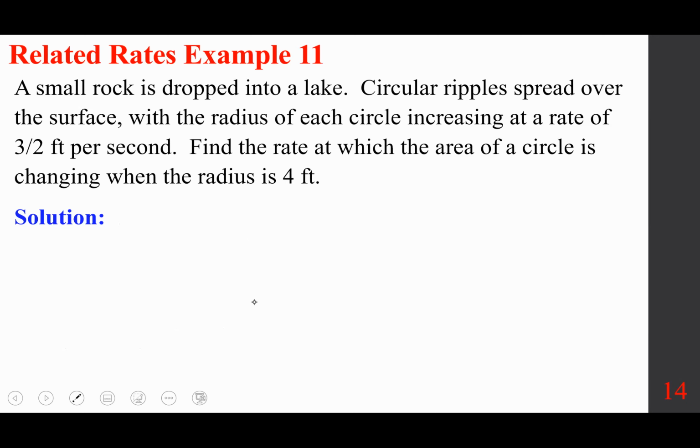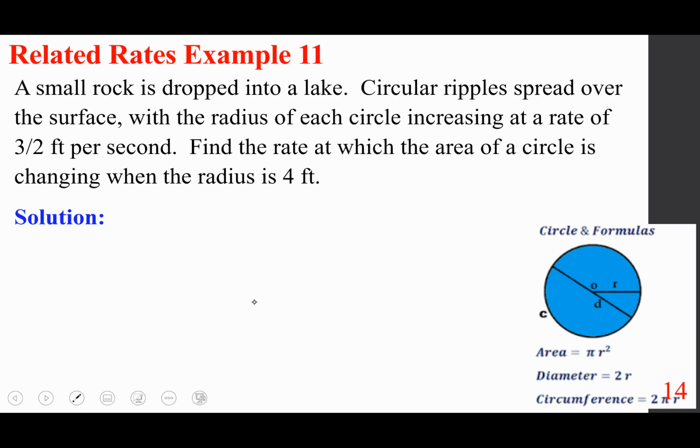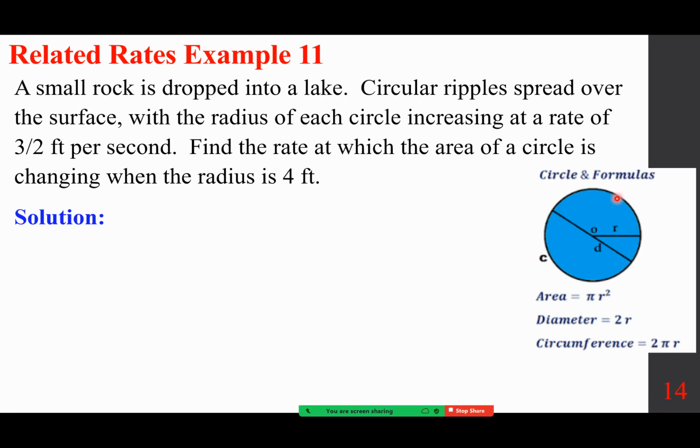Excellent, thanks. So we are dealing with circles and we need to know the following relationships. Area is pi r squared. Diameter is 2 times the radius. Circumference is 2 pi r. What we want is just the area. We don't want all of them, but we should know all of this.